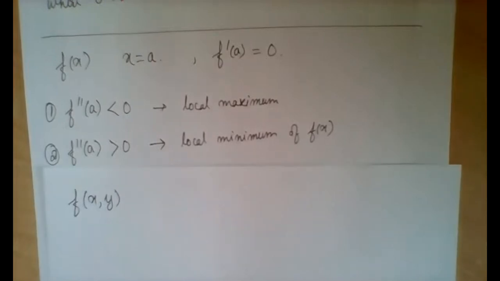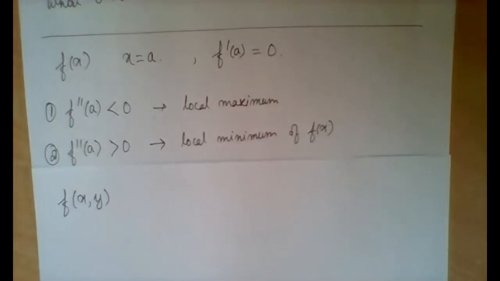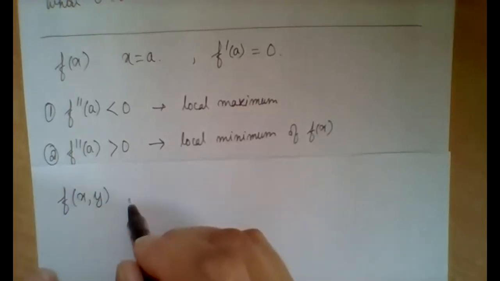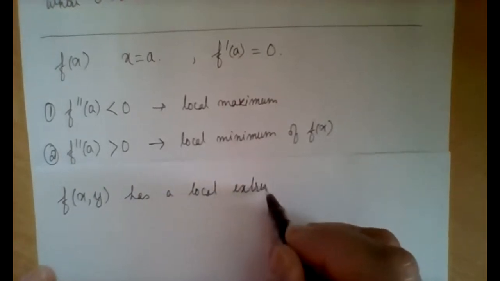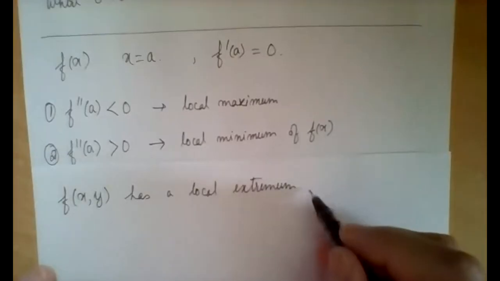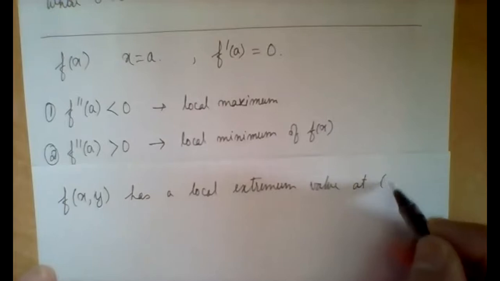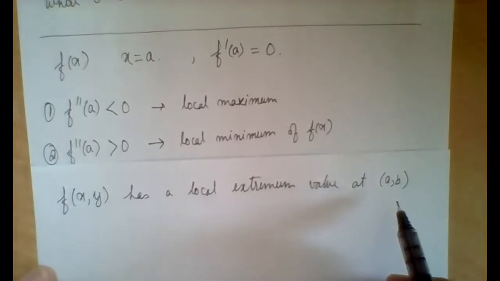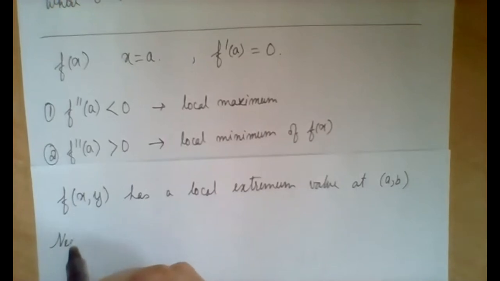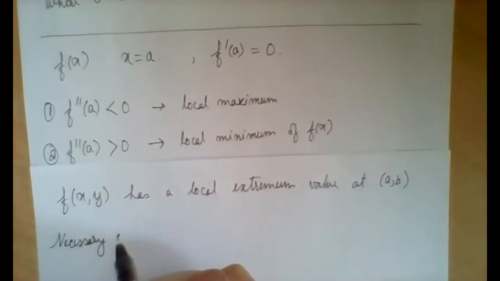And this function f of x and y has a local extremum value at a comma b. A function of two variables has a local extremum value at the point a comma b. See, we should have a necessary condition.